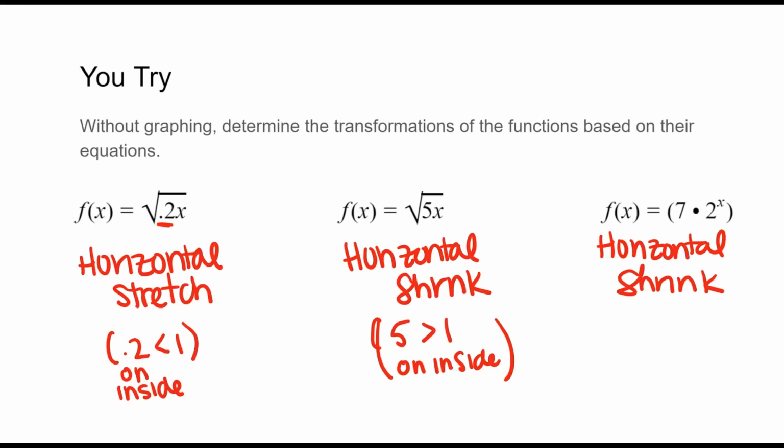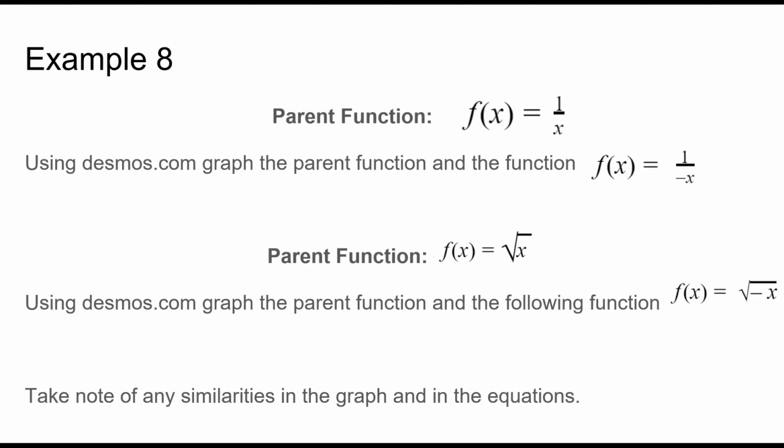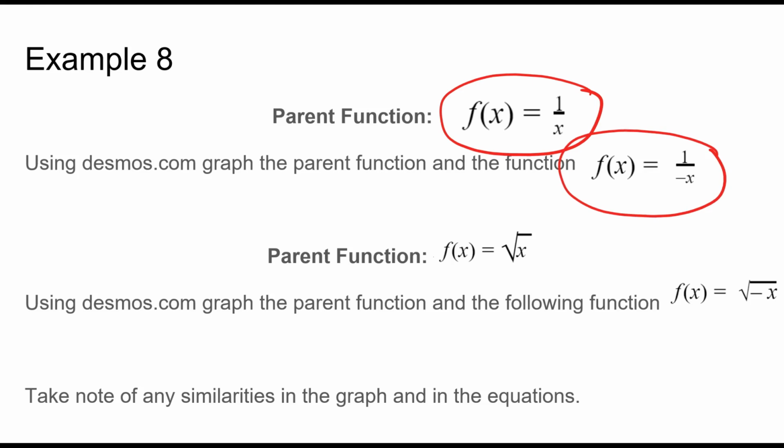How'd you do? All right, let's keep moving along. We are going to graph the parent function, rational function 1 over x, and below it graph this transformation 1 over negative x, and then graph the square root function and the square root of negative x.